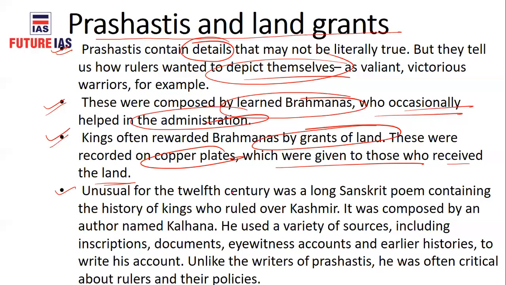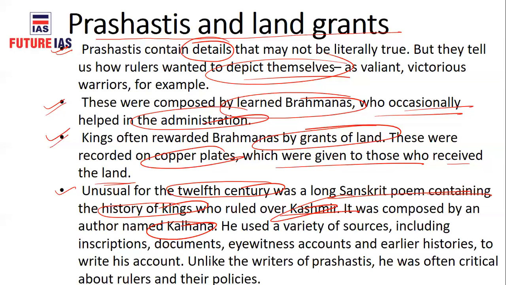And it was very unusual, in the 12th century, that a long Sanskrit poem containing the history of the kings who ruled over Kashmir was composed. This poem was composed by an author named Kalhana, right? So Kalhana was a historian who composed a poem containing the history of the kings. And this Kalhana used a variety of sources, for example, inscriptions, documents, accounts, and earlier historians to write his account. And unlike the writers of the Prasasti, he was often critical about the rulers and their policies.